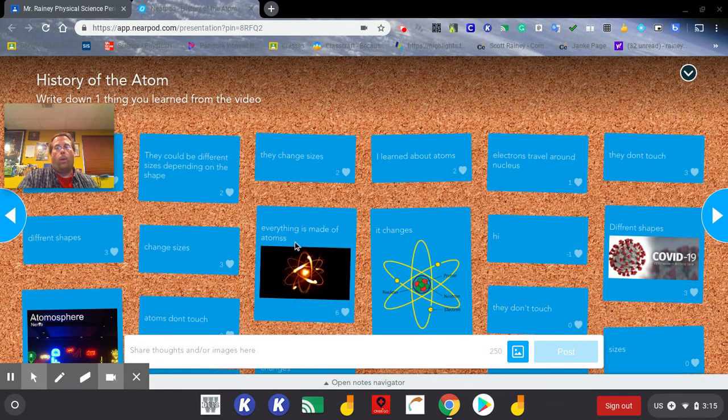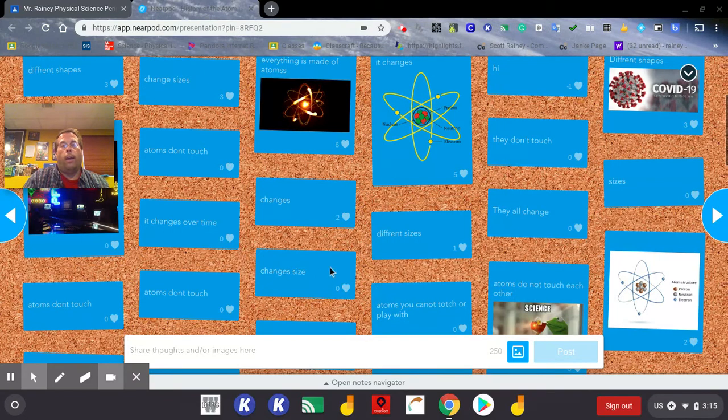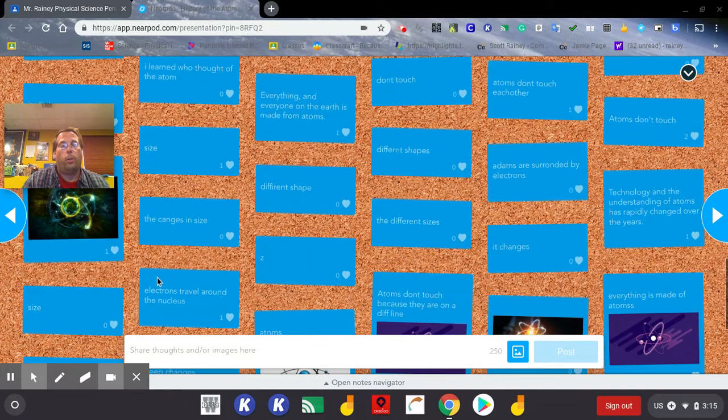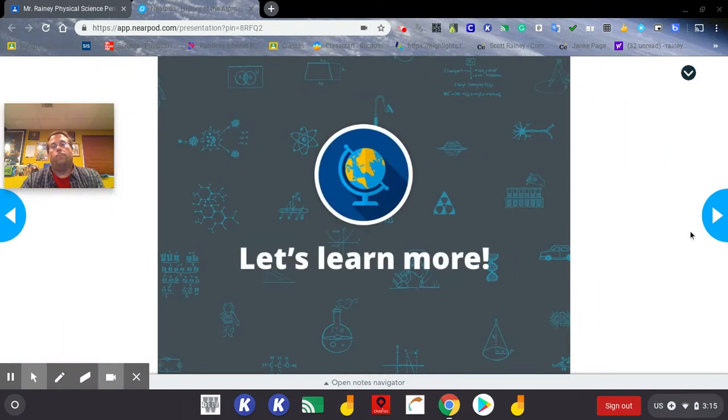Okay, you had to write down one thing you learned from the video or the history of the atom, like the fact that the history changes. Everything is made of atoms. Atoms don't touch each other. Anything you might have learned. Some people chose pictures to include, but make sure you've added something onto this table.